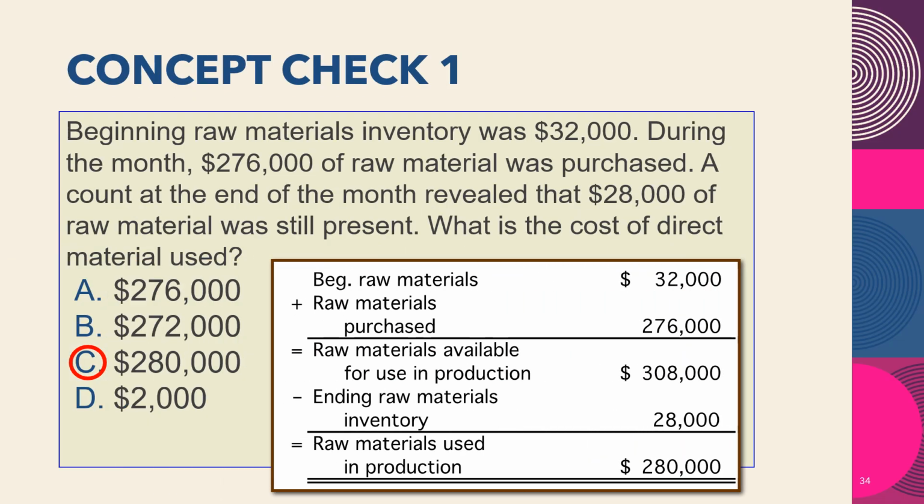The answer is C, $280,000. You take beginning raw materials plus raw materials purchased. You will get raw materials available for use in production, minus ending raw materials inventory. Then you will get raw materials used in production.